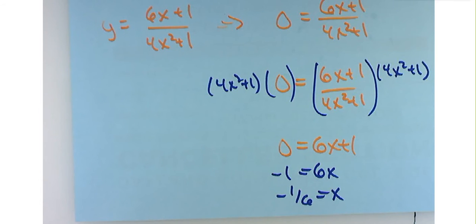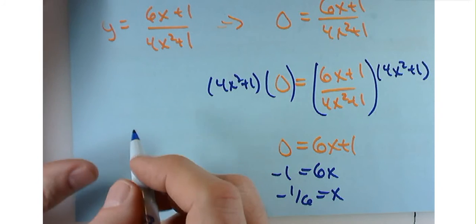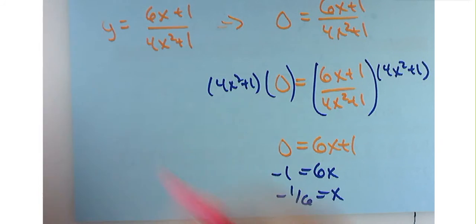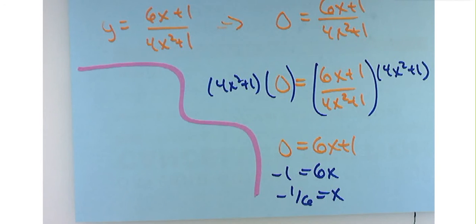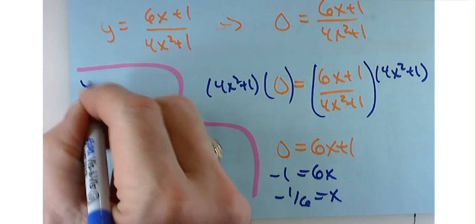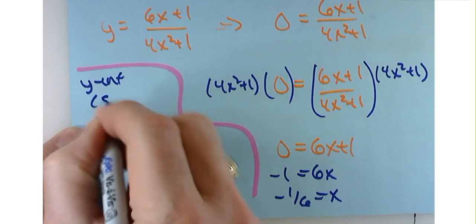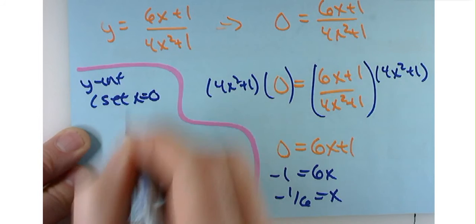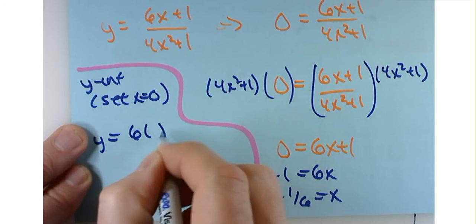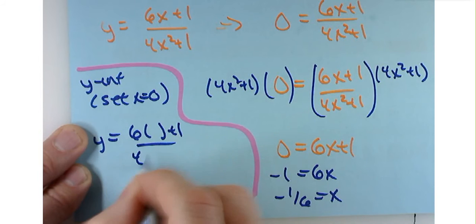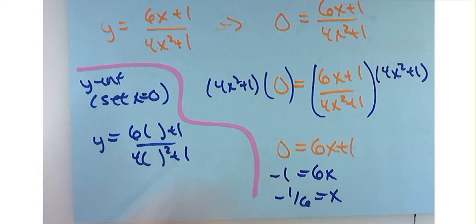If I want to find the y-intercept, I'll set x equal to 0. And let me carve out a little space here to do that. So the y-intercept, we'll set x equal to 0. And that's going to be y equals (6 times 0 plus 1) over (4 times 0 squared plus 1).